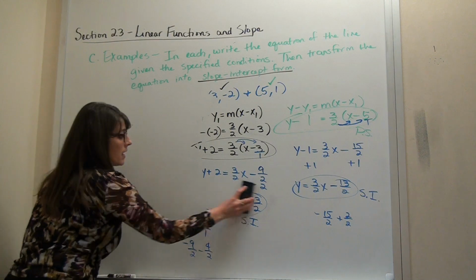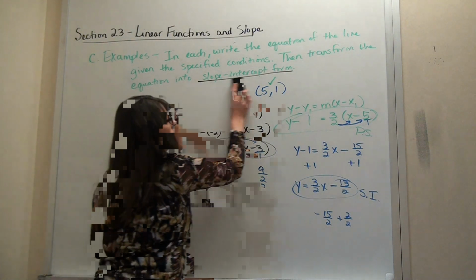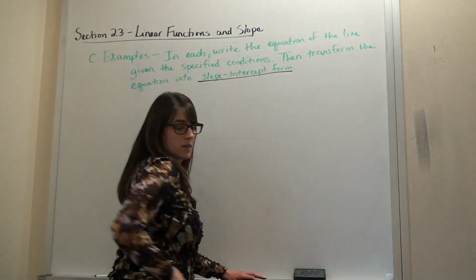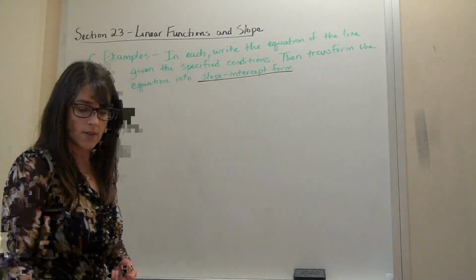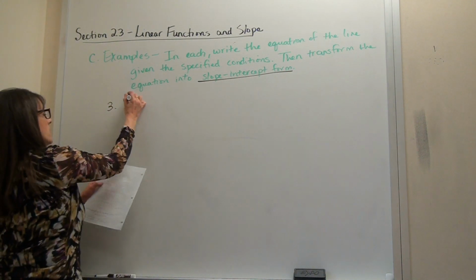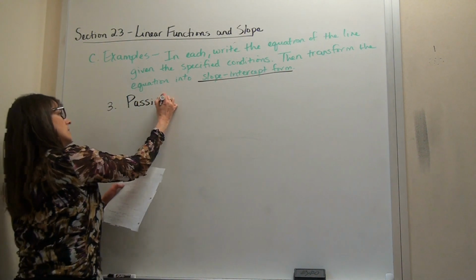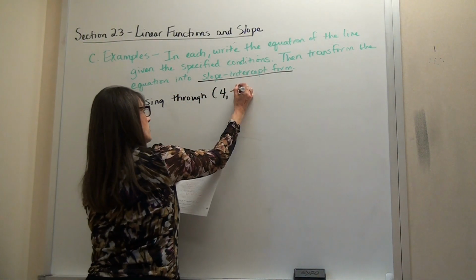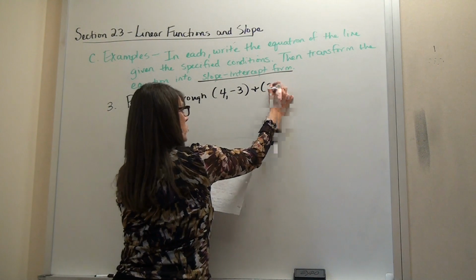So let's look at just a couple more examples, and then that will finish this out. So let's say that I've got a situation here where it is passing through the point 4, negative 3, and the point 3, negative 3.